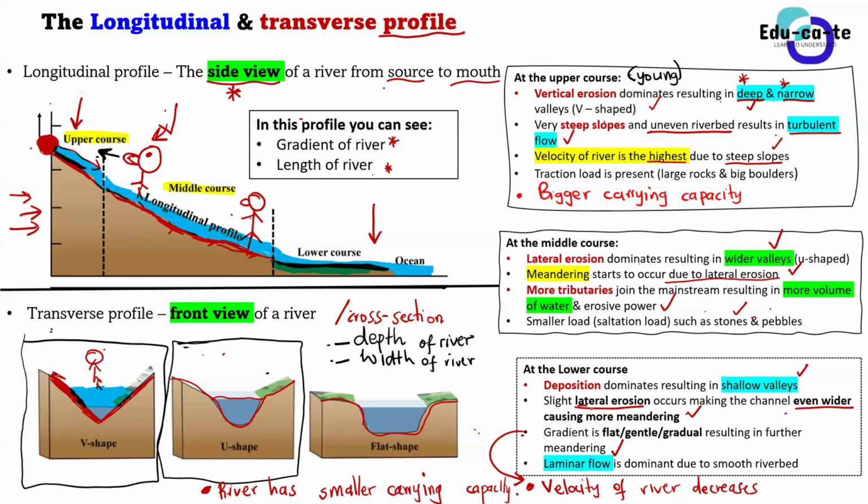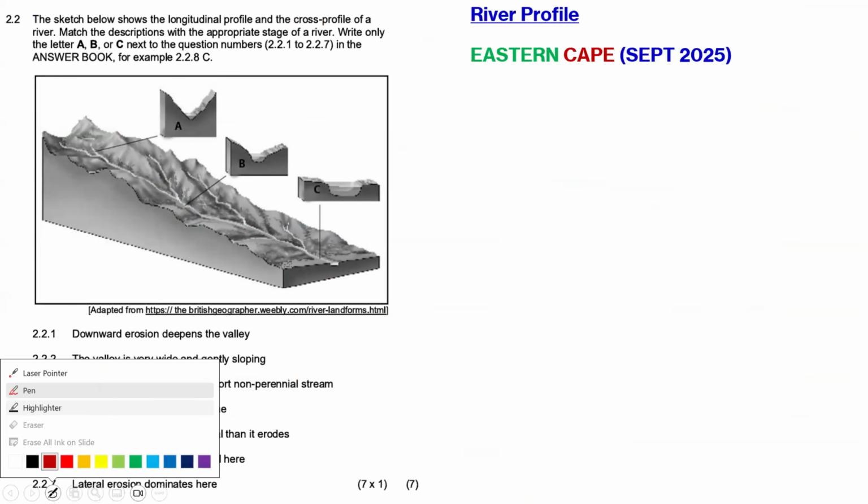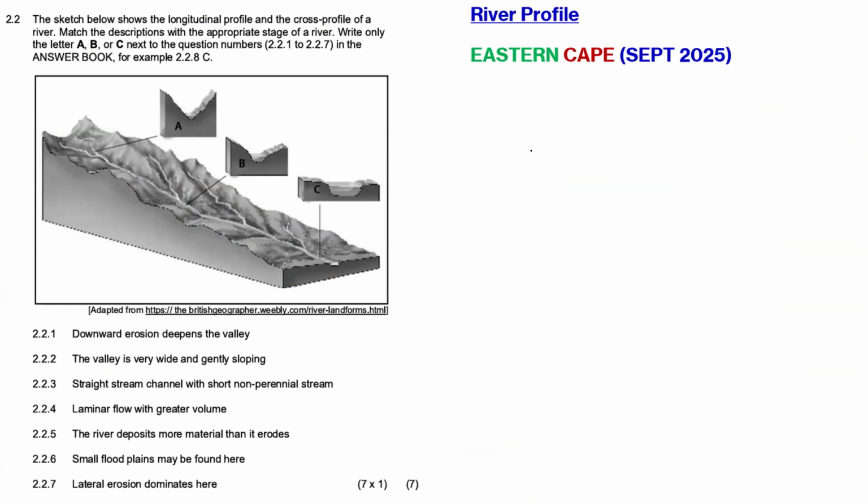And to test your knowledge, I'm going to give you guys this activity. We're going to do it right now. This is Eastern Cape, September 2025. So this is from the previous year's papers. Let's see, from 2025, what do they have here?